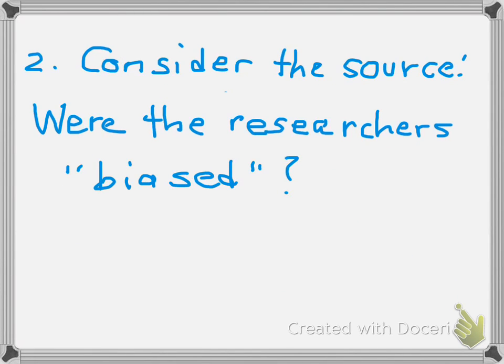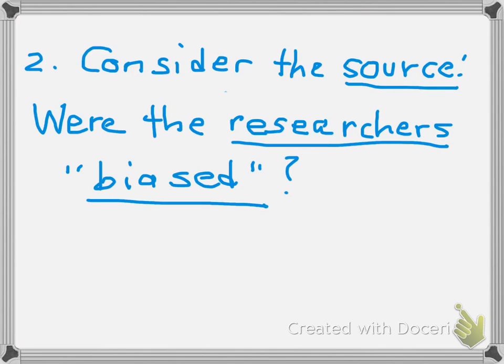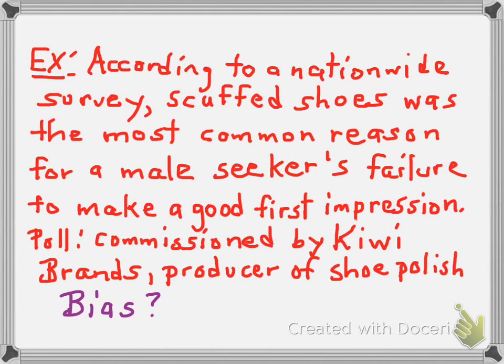The second guideline that we're going to look at in evaluating a statistical study is to consider the source. And we want to determine if the researchers were biased in any way. So in the following example, we're going to use guideline number 2.